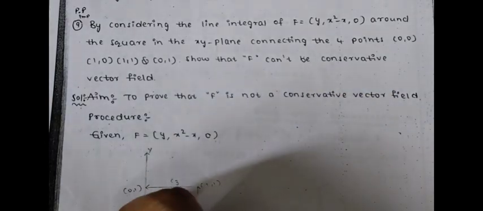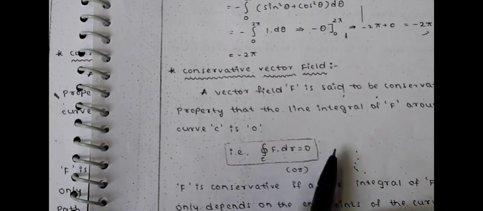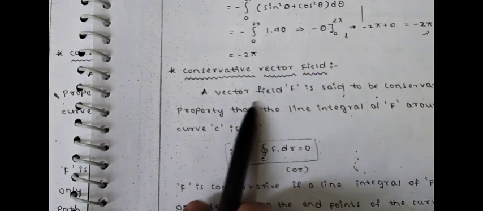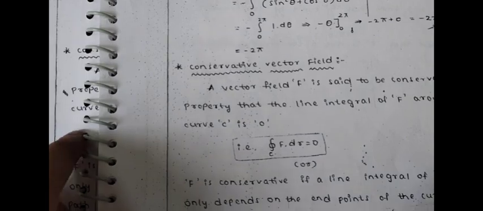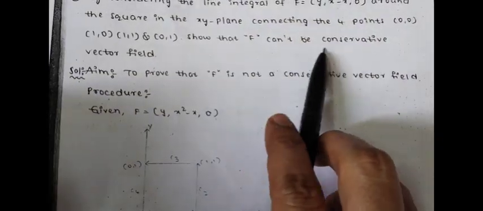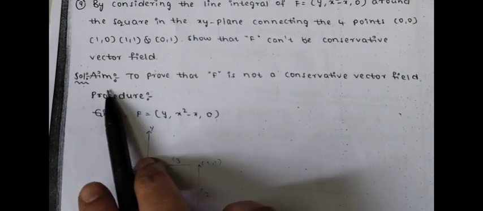Before going to this, what is conservative? What is meant by conservative? See, if the line integral of f dot dr is 0, then we can say it is a conservative vector field. So we have to find the line integral of the given curve, and suppose this value is 0, then you can say the vector field is conservative. So it can't be conservative means the line integral should not be 0. For that, here 4 points are given now.